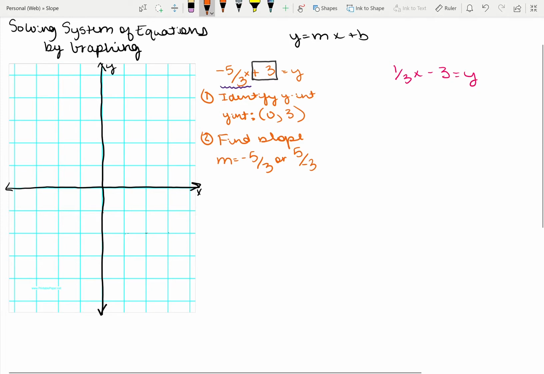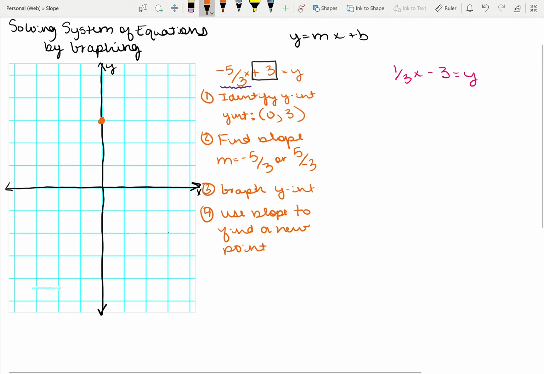Okay, and then finally, step number 3 would be to graph the y-intercept. The y-intercept says I'm at 0, 3, so I start at the origin and move on my y-axis. I go up 1, 2, 3 places, and I plot a point. Step number 4, use slope to find a new point.